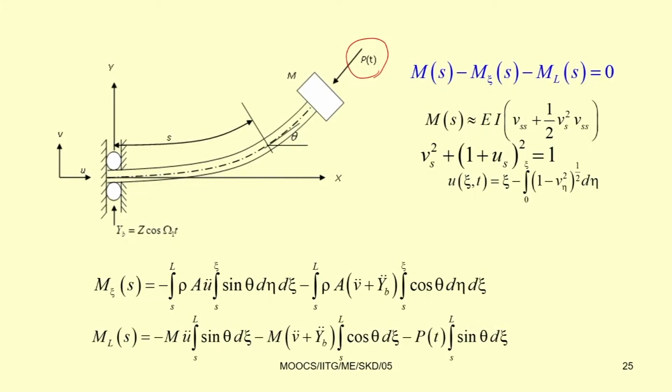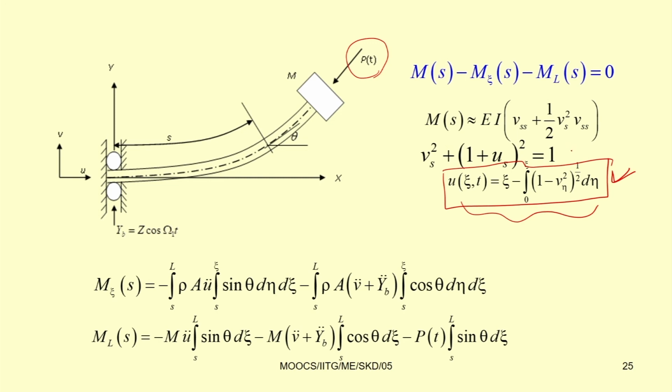Previously, the inextensibility condition was taken. So, the displacement in the x direction is written as a function of the displacement in the y direction by using this relation, that is V_s square plus 1 plus u_s square equal to 1, where V_s equal to del V by del s and u_s equal to del U by del s.